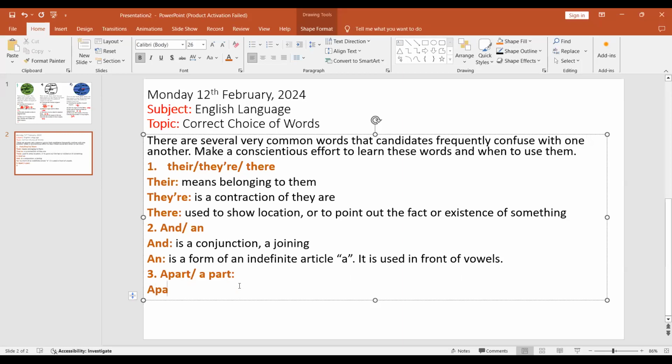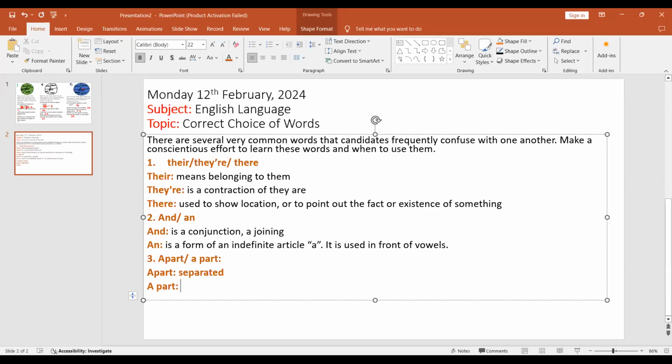So apart means separated. My mother and my father live apart from each other, right? So apart, they're separated. And then a part means what? A portion of or a piece of. Y'all understand that? Yes, sir. So use the second one in a sentence. The second one, not the first one.